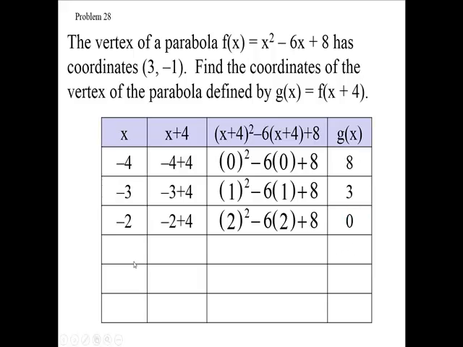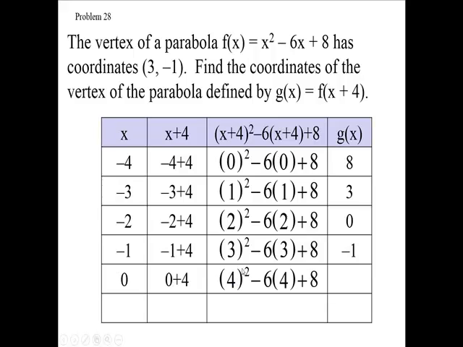Okay. Negative 1. Going to get our 3. We're going to get negative 1. Let me slow down a little bit. This is 4 minus 1 is 3. 3 squared is 9. 6 times 3 is 18. 9 minus 18 is a negative 9 plus 8. The same numbers, okay? 2, 0, plug in 0. 4 squared is 16. Minus 24 is negative 8 plus 8.